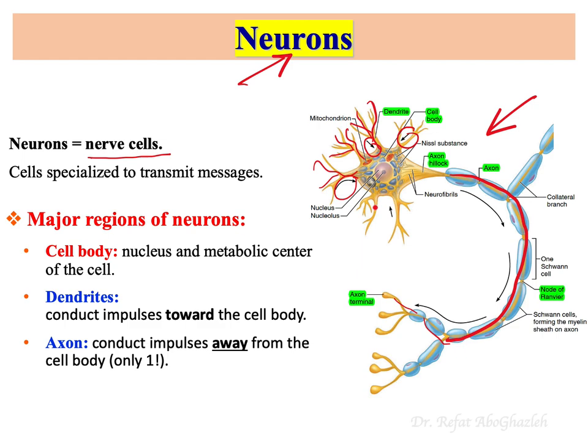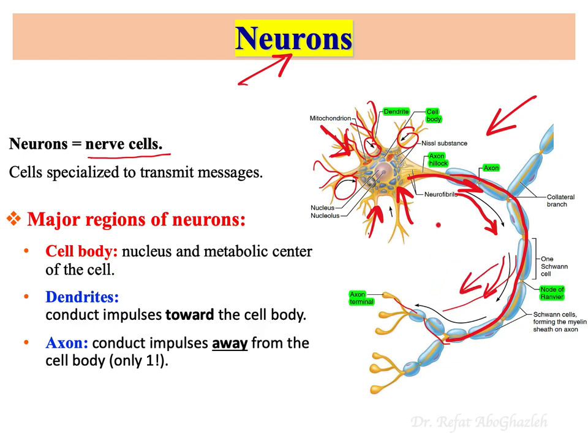here, you can figure out that the function of the dendrites is to conduct, or to carry, the impulses toward the cell body, right? Toward the cell body, while for the axon, look at the direction, these arrows show the direction of nerve impulses. That means dendrites carry nerve impulses toward the cell body, but the axon carries nerve impulses away from the cell body in that direction, right?